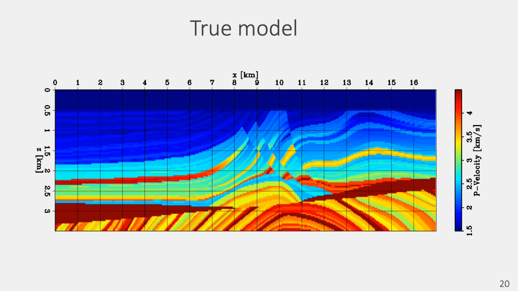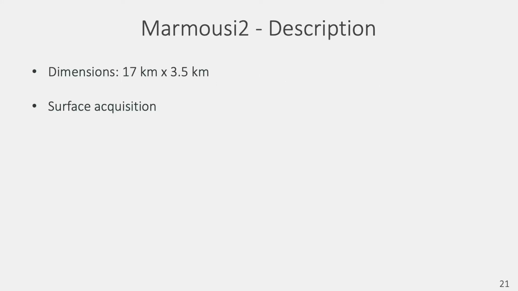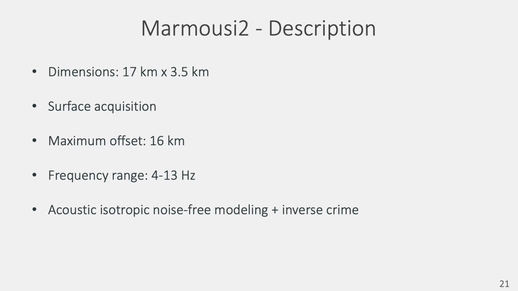This panel shows the Marmousi2 synthetic model, which is approximately 17 km wide and 3.5 km deep. We generate a noise-free synthetic dataset with a surface acquisition where we set sources every 120 meters and receivers every 30 meters, and we record the data for 8 seconds. The maximum offset recorded is approximately 16 kilometers, and we use a source containing energy restricted to the 4 to 13 Hz frequency range. And finally, our modeling is conducted with an acoustic isotropic engine, which is also used for the inversion process.